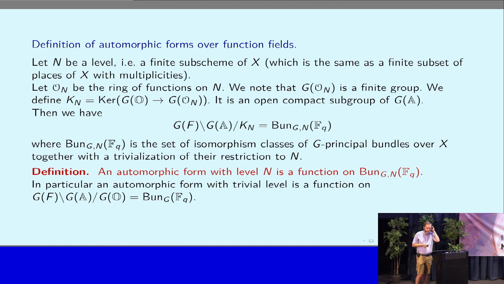And we consider the double quotient by K_N. And then it is Bun_GN(FQ), which is the set of isomorphism classes of G principal bundles over X with a trivialization of their restriction to N. And an automorphic form with level N is a function on Bun_GN(FQ). In particular, an automorphic form with a trivial level is a function on Bun_G(FQ). And in fact, later we will consider functions with finite support or compact support. But in this definition, I prefer to allow no support condition.